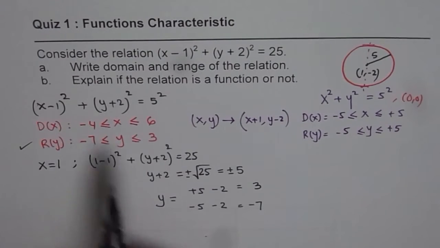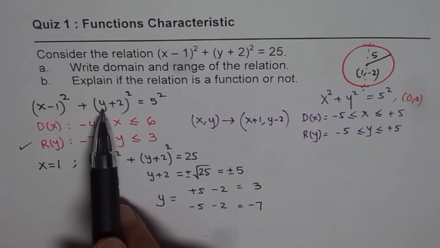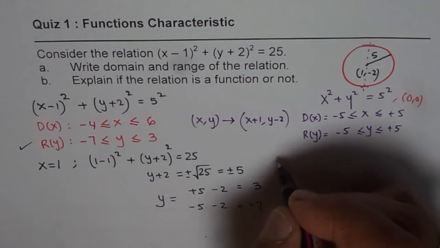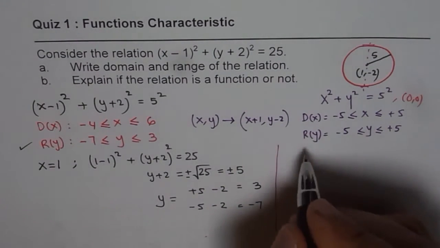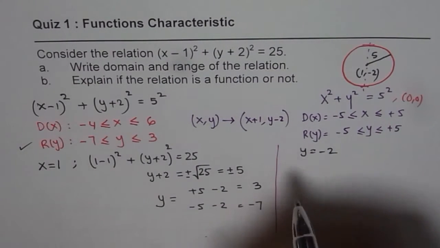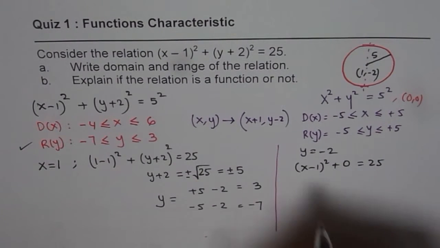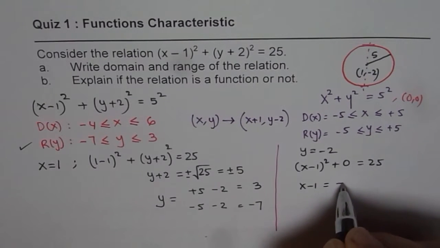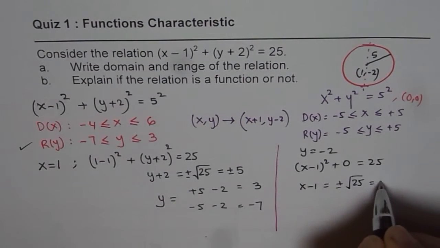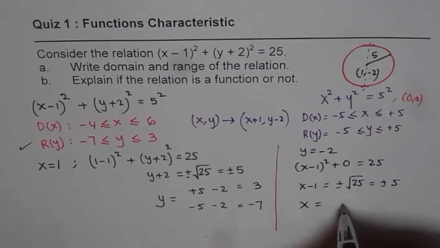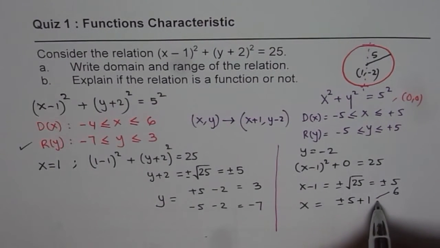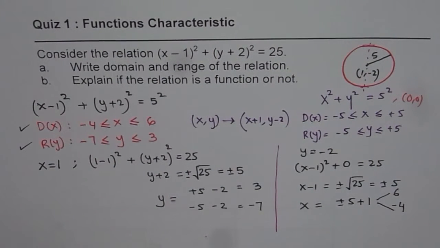Similarly, you can find the domain x values by substituting y equals minus 2, right? So if I write y equals minus 2 in the given equation, I get (x minus 1) whole square plus 0 equals 25, correct? So that gives you x minus 1 is equal to plus or minus square root of 25, or plus or minus 5. X is equal to plus or minus 5 plus 1, correct? So if you use plus 5, you get 6. And if you use minus 5, you get minus 4. So that is your domain. So that's an alternate way of finding domain and range for the given question.